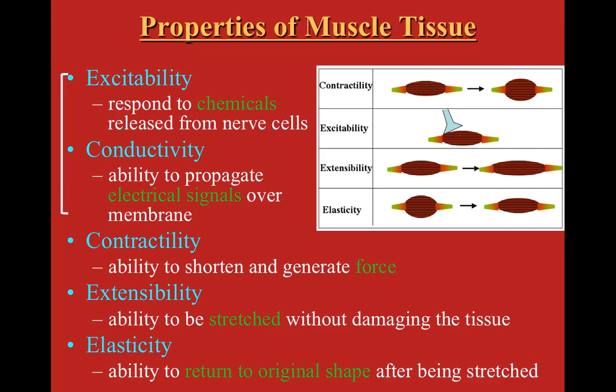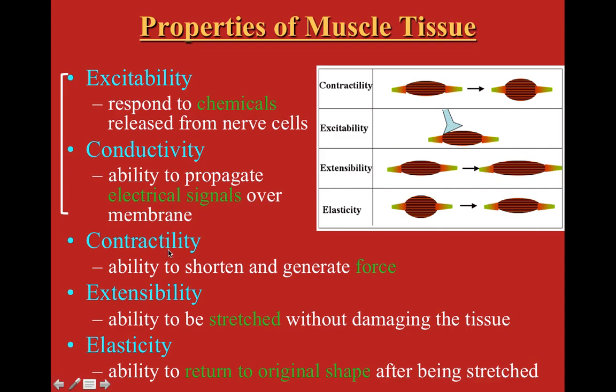Next little thing here is the properties of muscle tissue. There are 5 properties of muscle tissue that we need to be aware of. Muscle tissue is excitable, or it has excitability, which means it responds to chemicals released from nerve cells, those neurotransmitters. It's conductive, it has conductivity. It's the ability to propagate electrical signals over a membrane. So as those electrical signals move across the membrane, it's conductive, specifically your heart, your cardiac muscle.